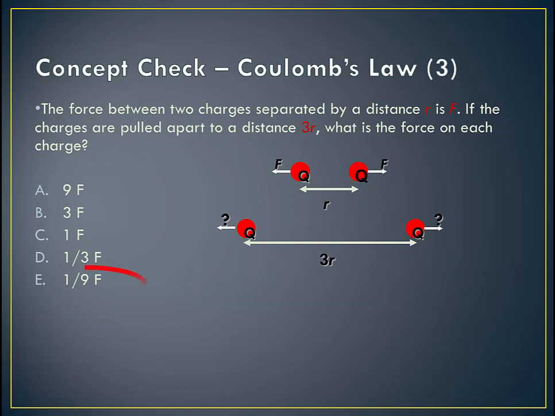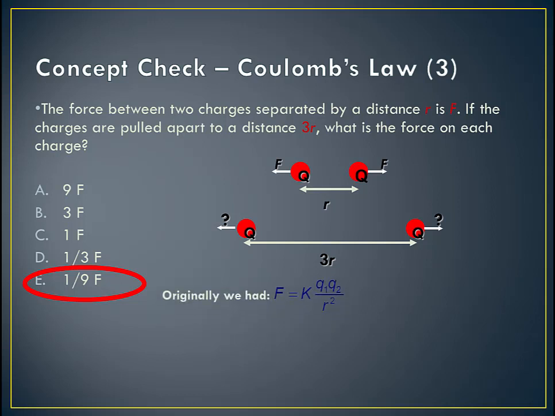And so the correct answer is E, 1/9 the original force. And the way you can think about this conceptually is just, if you move 2 charges further apart, kind of like magnets, the forces are going to get weaker. But you have to remember, it's the inverse square law. So if you're 3 times further away, it's going to be not 3 times weaker, but 9 times weaker.